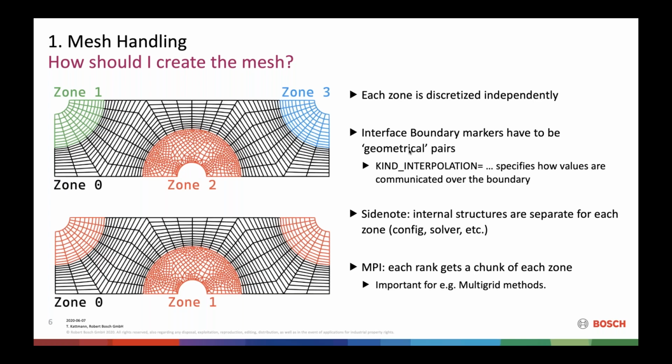Just like shown here in the upper image, you see that zone 2 and zone 0 are connected via non-matching mesh. So that's totally possible.